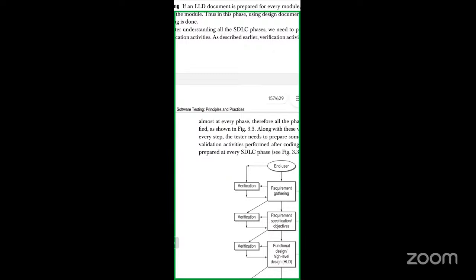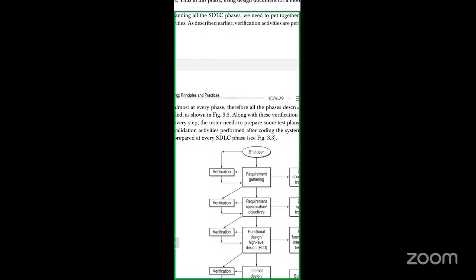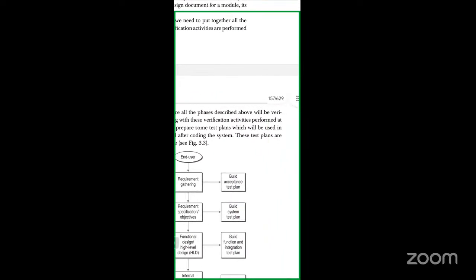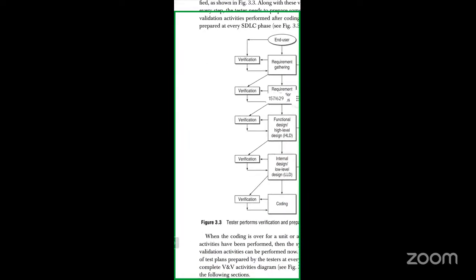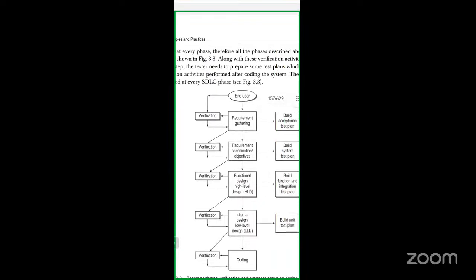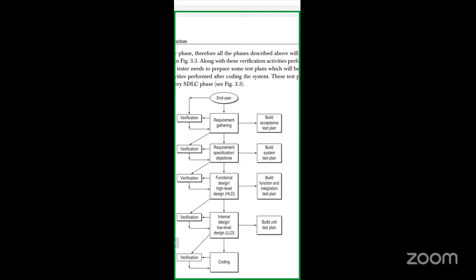Coming to the testing, here it is done in two different formats. One is verification and the other is validation. Here we have verification, and the tester performs verification of the requirements that are set by the users, that is by the company or the organization. In verification, the end user is always there, right? So requirements gathering will be there.